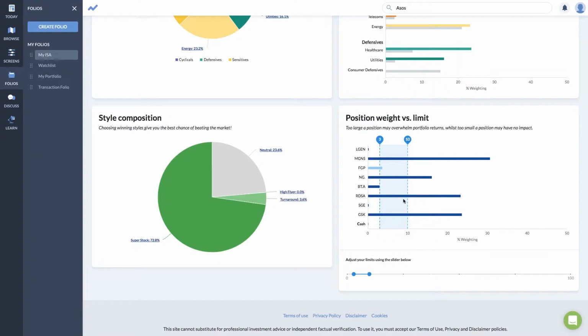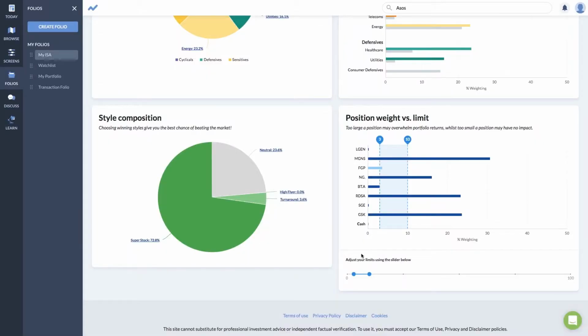outperform in future. On the right here, finally, is the position weight versus a limit. This is a very good way of eyeballing where you might have stock-specific overexposure in your portfolio. You can see the list of all the ticker symbols of the stocks in your portfolio on the vertical axis, and the percentage position weights for each stock. You can see instantly at a glance that this stock has a weighting of 30%, nearly a third in one stock, which is obviously quite high. It means that if that stock did fall 20%, that's a 6% hit to your portfolio.